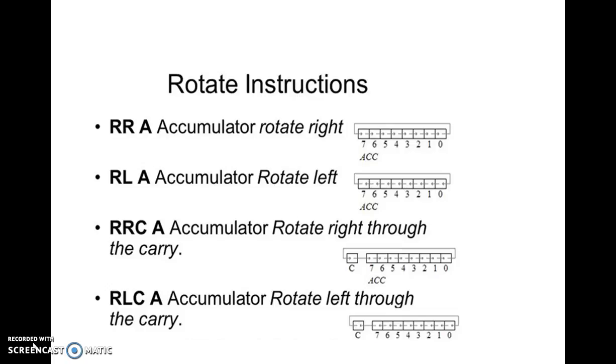As you can see here, there are basically 4 types of rotate instructions. First one, RRC A, which is rotate right with carry: the LSB bit will be copied to carry and the carry bit will be moved to the MSB. Next one is RLC A, which is rotate left with carry. Here the MSB bit will be moved to the carry and the carry bit will be moved to the LSB.